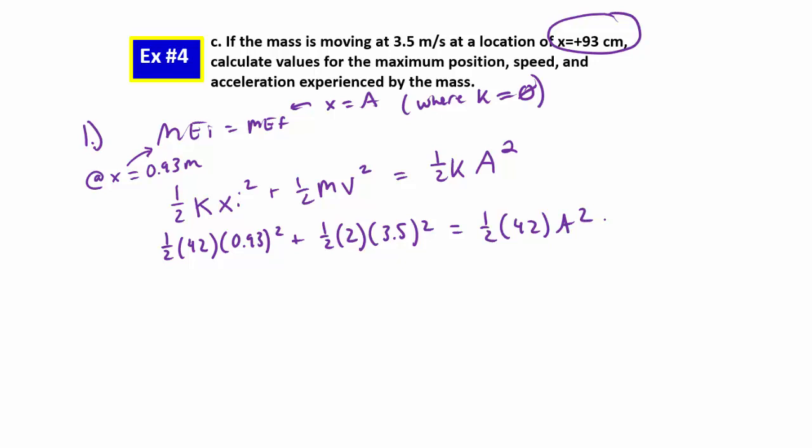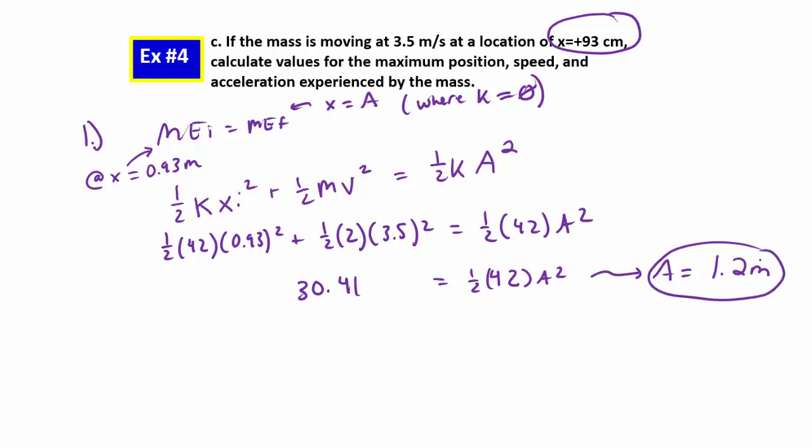Alright, so when I simplify these numbers, I'm going to get 30.41 is equal to 1/2 times 42 A squared. And when I solve for A, my amplitude, I'm going to get 1.2 meters. So that is the maximum position when it's completely stretched out. All that energy goes into stretching the spring.